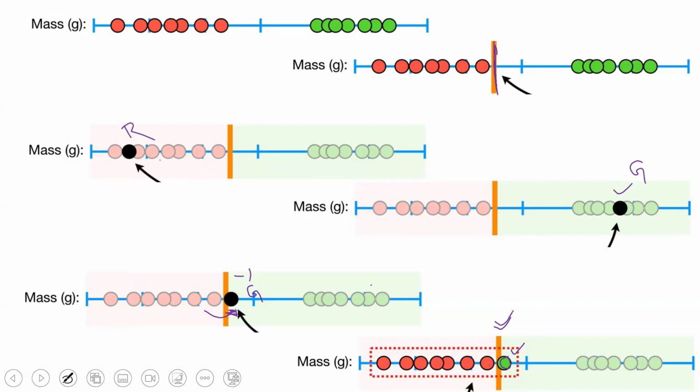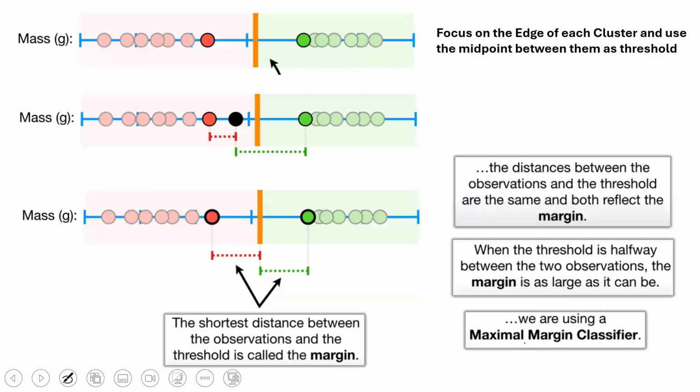Now what do you think is the best line? The best line that separates these two sets is to take the edge points of the data sets, find a point which is in the middle of both of them, and place the separating line at that point. That would do a good separation. So focus only on the edge points of both clusters and use the midpoint between them as a threshold. That actually classifies the data.